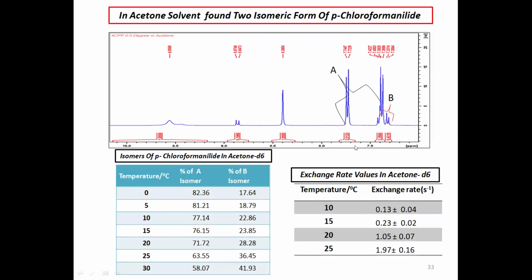And here, if you see, a temperature dependence and rate of exchange measurement is done, and we get two kinds of isomers, A and B, and the ratio also changes with temperature. We proved, first of all with the help of NMR, that there is an existence of two isomers, and we measured the rate of exchange with NMR using 1D selective inversion recovery.